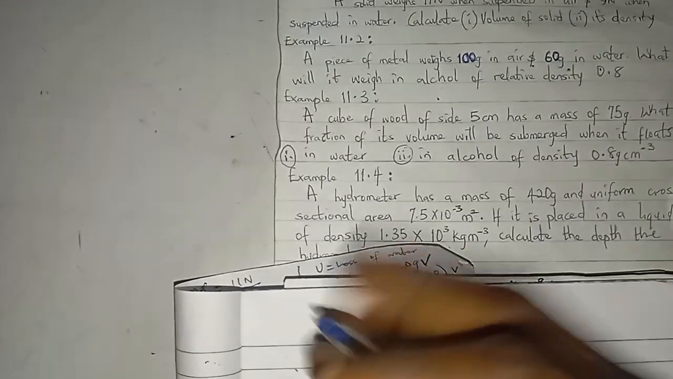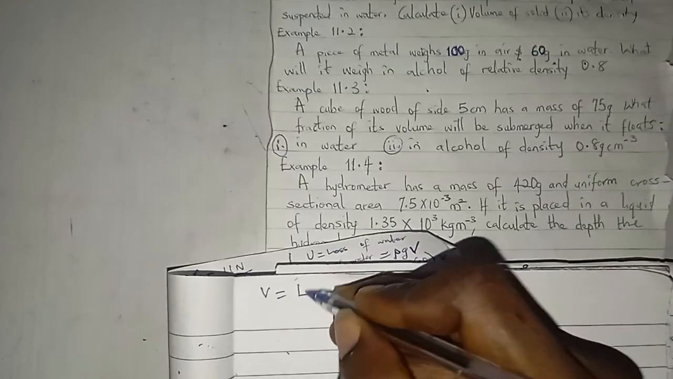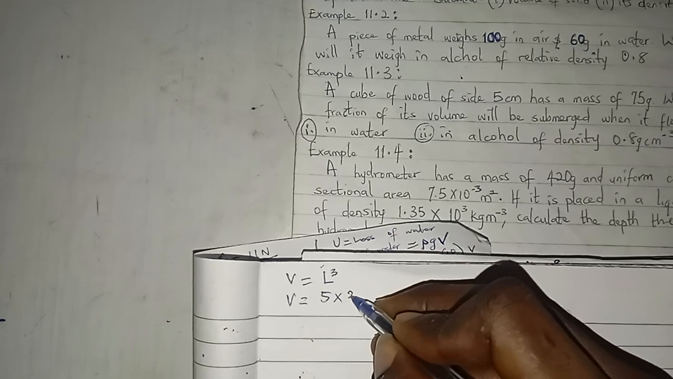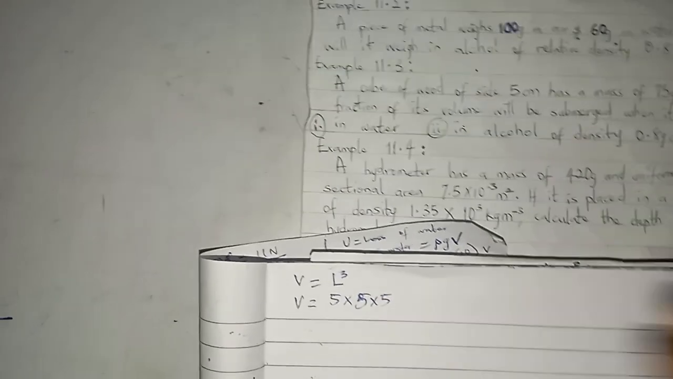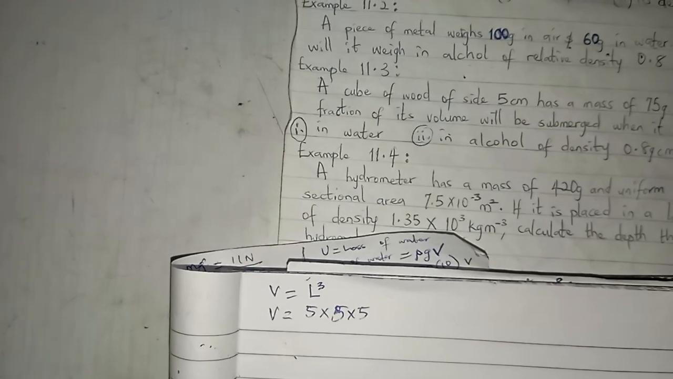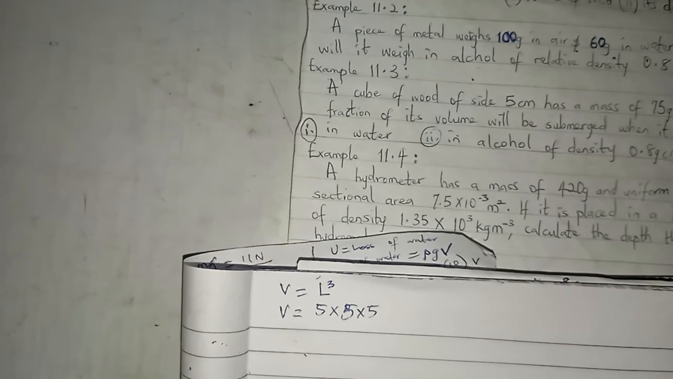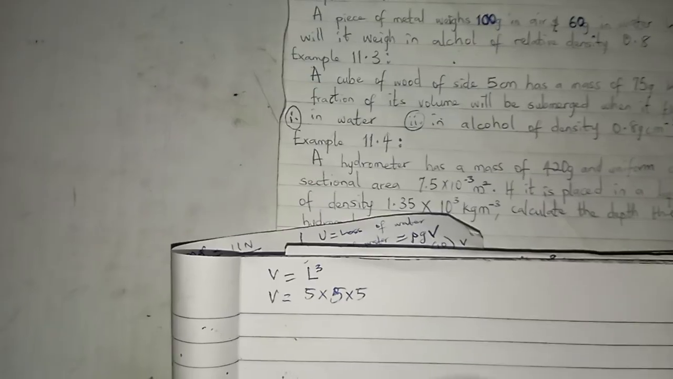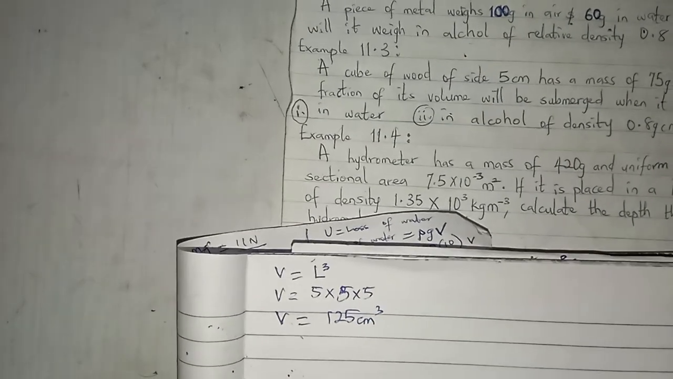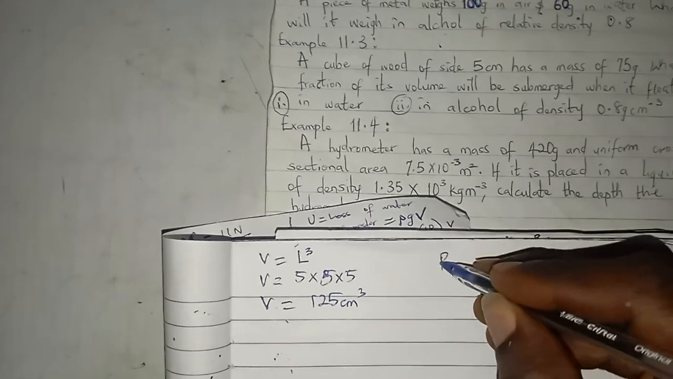So let's try to look at this. First of all, they gave me side 5 cm. That thing is like L, and we know that volume is equal to L cubed. So that means volume will be equal to 5 times 5 times 5. It's better this way because it's raised to power 3. So 5 raised to power 3 should be 125. So V is equal to 125 centimeter cube. Now, whenever you hear submerged, it's talking about relative density.